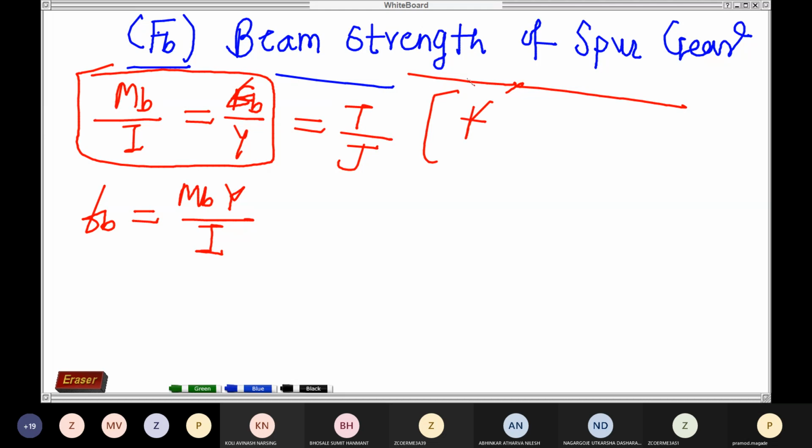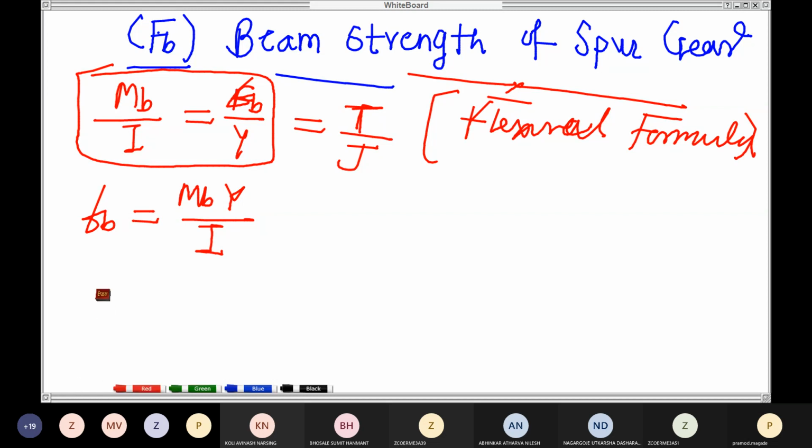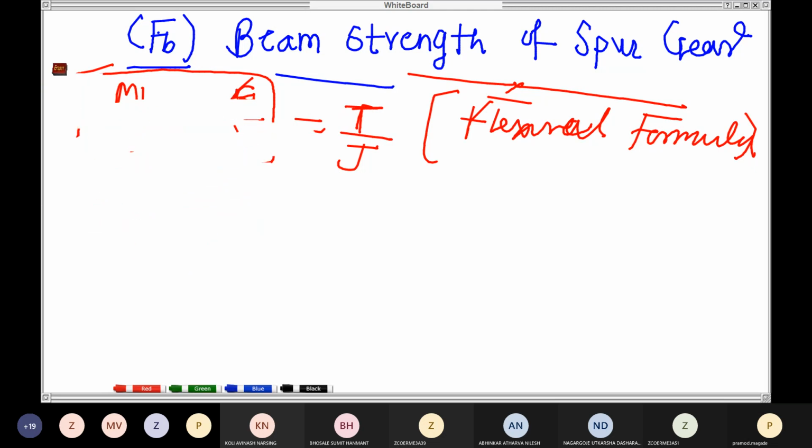So just write down, by using the flexure formula, for your understanding. M by I, F by Y, that is stress by neutral axis distance, is equal to torsional moment divided by polar moment of inertia. For bending, we need to consider sigma B, that is MB Y by I. MB is the bending moment, Y is the Lewis factor, and moment of inertia I. Correct? So I hope you have written this.